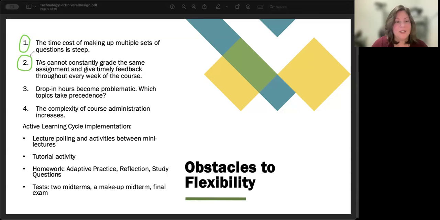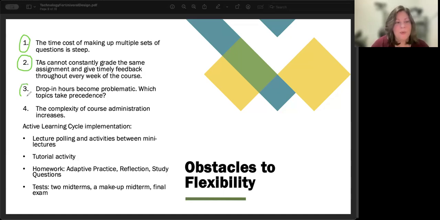TAs cannot constantly grade the same assignment over and over and over. So deadlines are useful, and having people stick to them is quite useful, but not everyone can. And then what does that do for their experience of the course? So I was playing with this idea of, is there a way to give more flexible deadlines without overburdening the TAs and making it impossible? Because they're also students, and they also have their own work, and at some point they have to stop grading a given assignment.